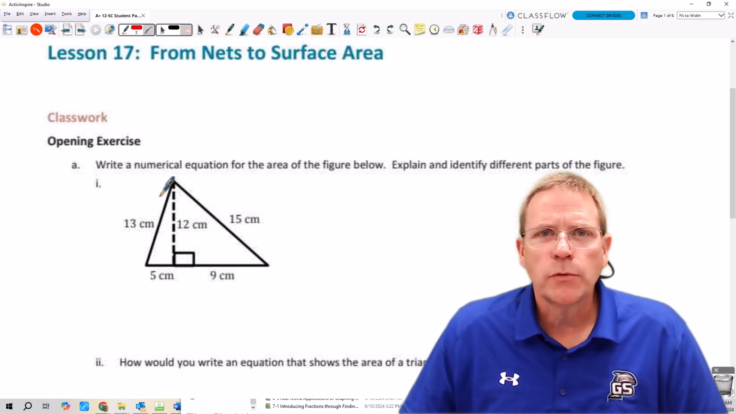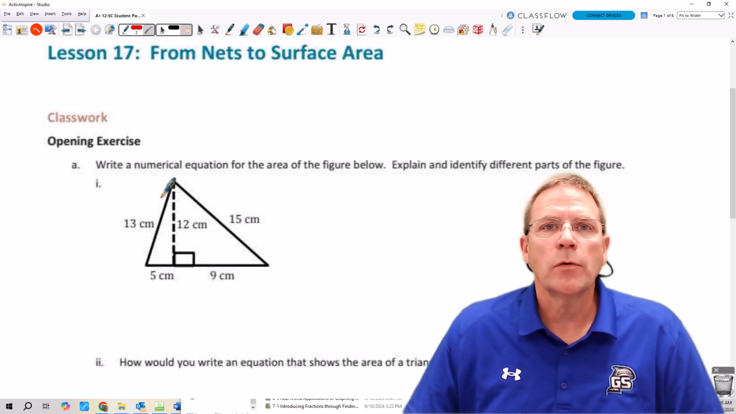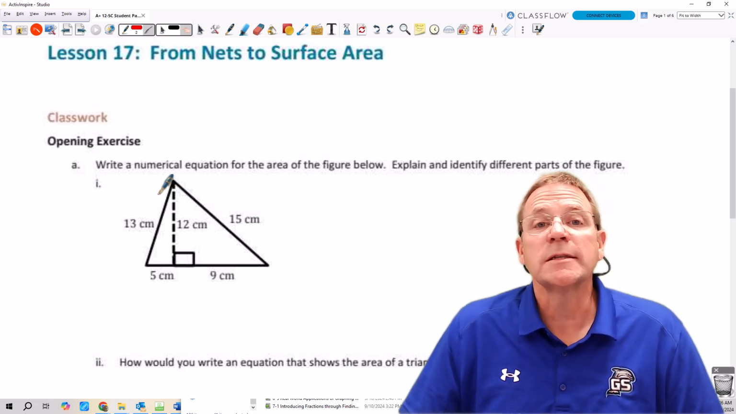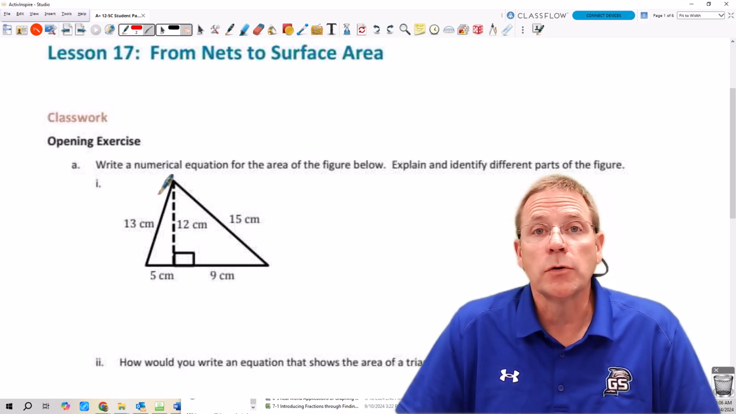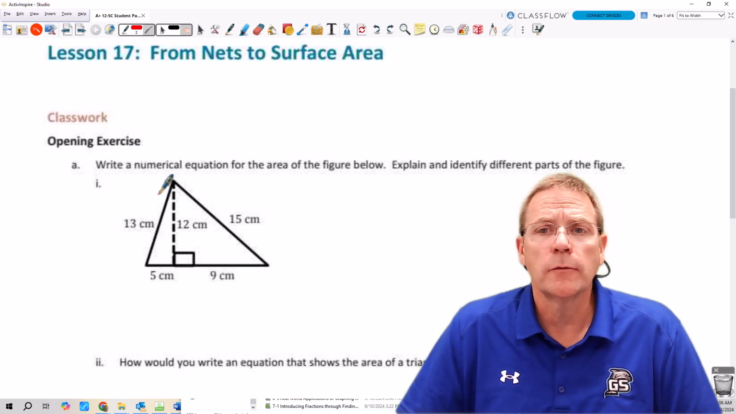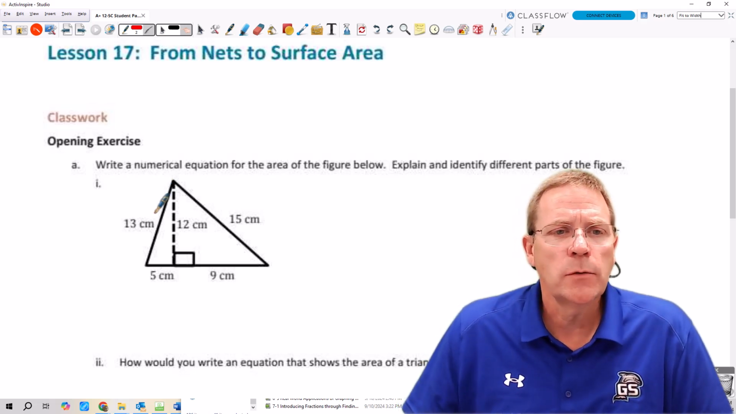Welcome back to Module 12, Lesson 5, where we're going to learn to use nets to find the surface area of three-dimensional objects, also known as polyhedrons. But before we get into that, let's do a little review.